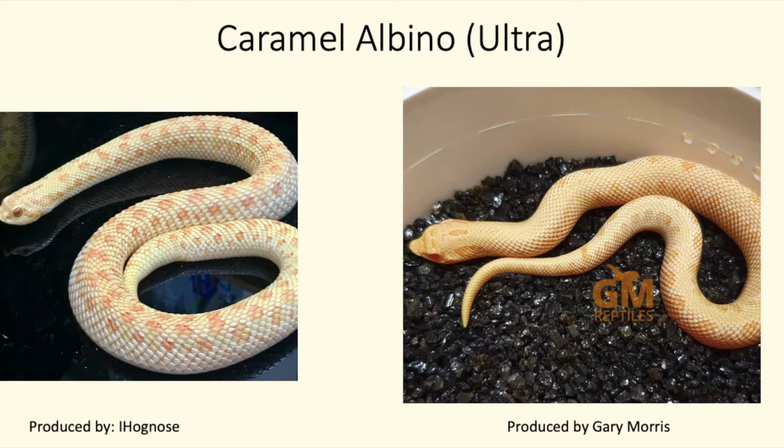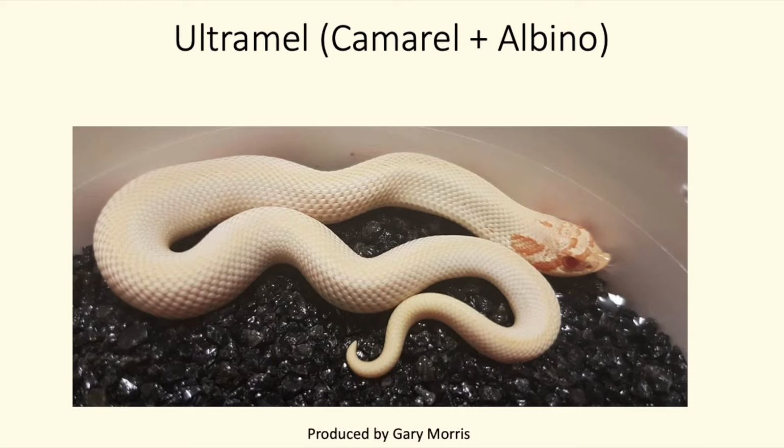On the left-hand side, you see a regular Ultra. Shout out to Hognose. He's also a content creator on YouTube, so go and check his channel out. And then on the right-hand side, you have the Ultra, so the caramel albino with the Conda gene, so a reduced pattern. This snake on the right-hand side is a very high expression Conda because you can barely see the pattern. Produced by Gary Morris.